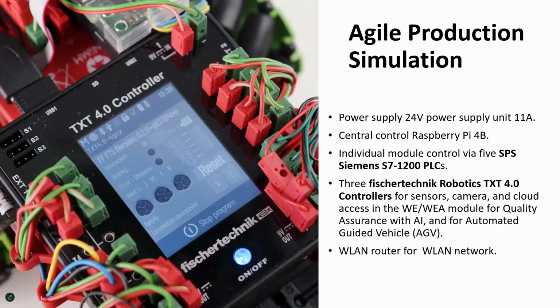Moving right along, let's just quickly review some of the technical specifications. You have a 24 volt power supply unit, 11 amps. Central control is again the Raspberry Pi 4B. Individual modules are controlled with the help of 5 Siemens S7 1200 PLCs. Additionally, the model includes 3 Fisher Technic TXT 4.0 controllers, which are used to control the sensors and camera, as well as to facilitate cloud access in the WEWA module for quality assurance with AI, as well as for the automated guided vehicles. And there's a WLAN router for the WLAN network.